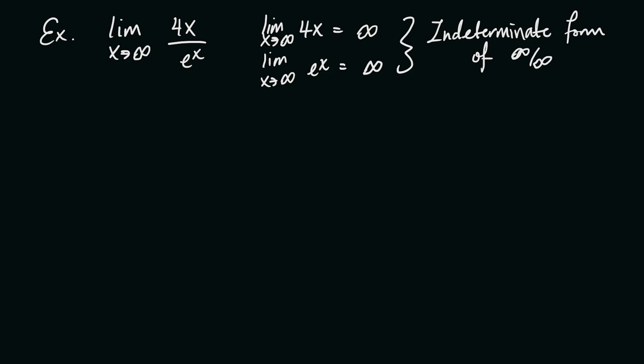Now, these are some really ugly infinities. And once we do that, now we can apply L'Hopital's rule. So let's start applying L'Hopital's rule. Now, the derivative of 4x is just equal to 4, right? And then the derivative of e to the x is just e to the x because it stays the same.